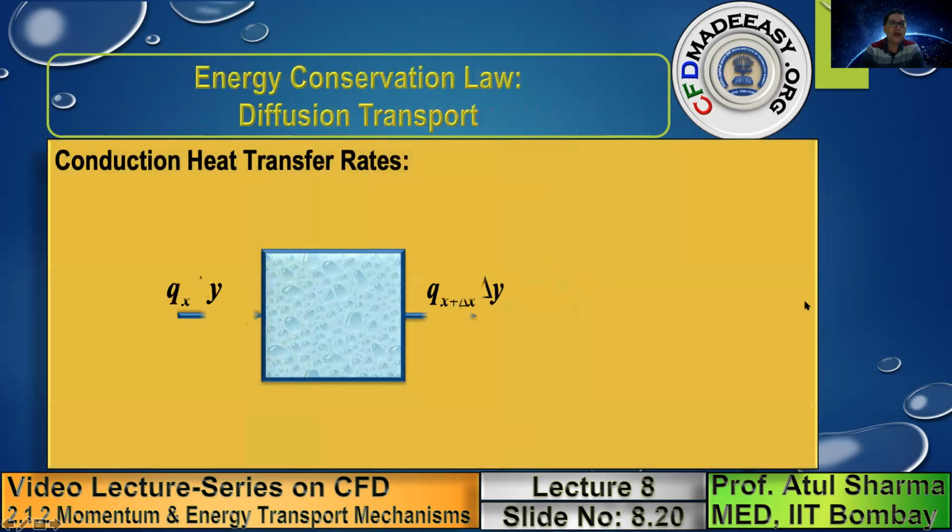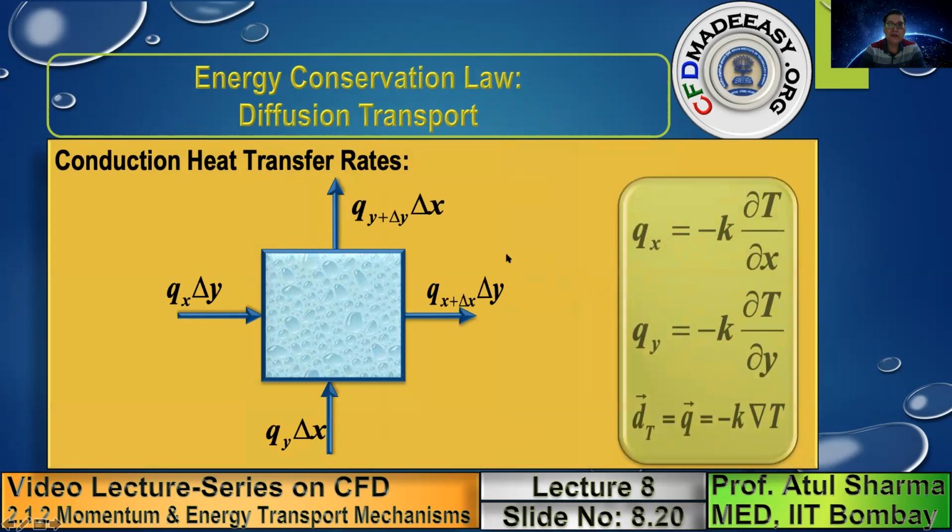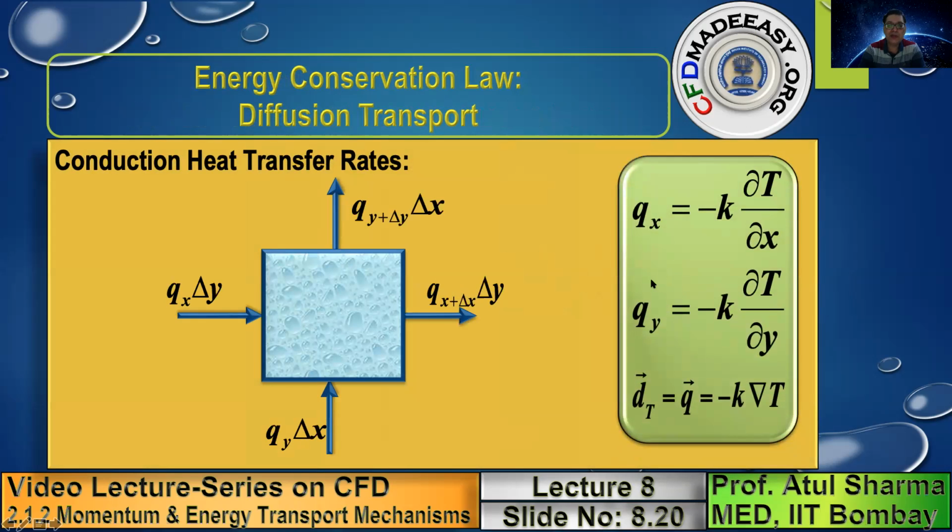Now the energy conservation law, the conduction heat transfer rate, is presented in this slide, where conduction fluxes are given by this expression: the conduction flux in x equals minus k dT by dx, and the conduction flux in y equals minus k dT by dy. All of you know this from the Fourier law of heat conduction. So the diffusion flux for temperature is given by the conduction flux, which equals minus k grad of T.